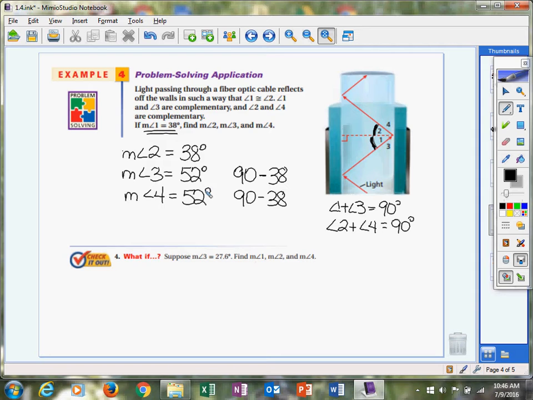So I'm going to leave a Check It Out for you. Give you a +1: find angles 1, 2, and 4 for me, and see what you can do with that. You're using the same figure as was given in example 4 that I just demonstrated. You're going to use some different numbers, and they did not give you angle 1. They gave you angle 3 this time, but the same basic premise is true. Okay? So try that on your own, see how you do.